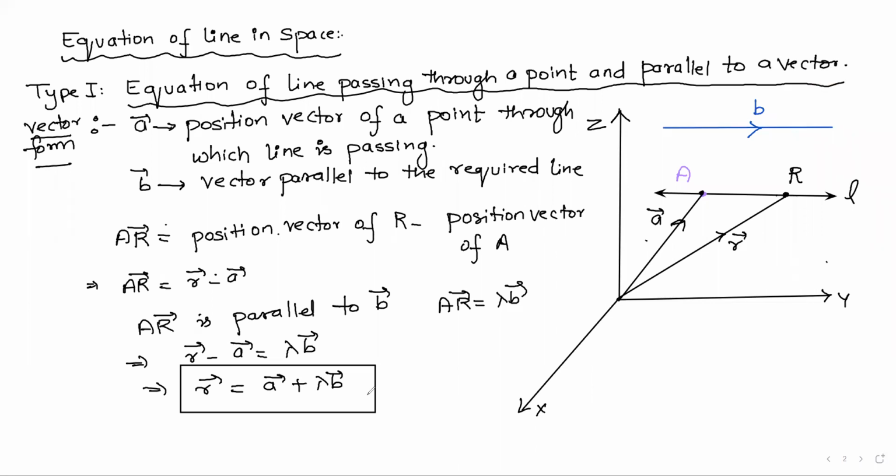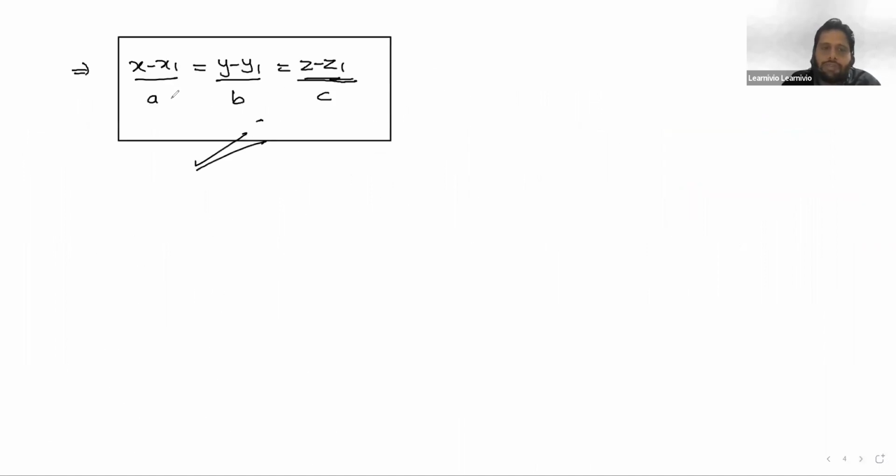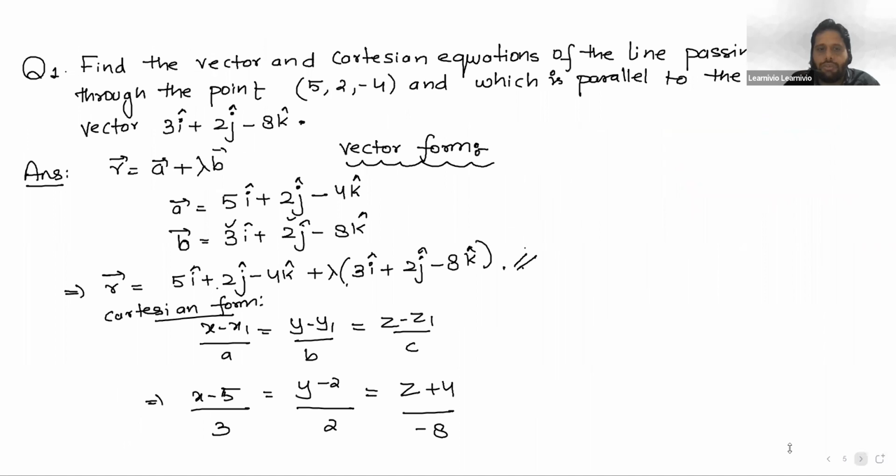Yes, sir, it's clear. Okay, great. Now this is the Cartesian form: (x minus x1) by a is equal to (y minus y1) by b is equal to (z minus z1) by c. How we get this, I will show you in this question.